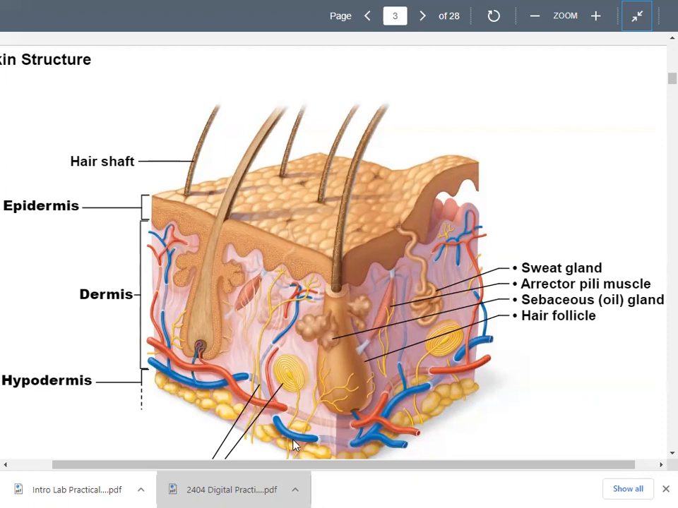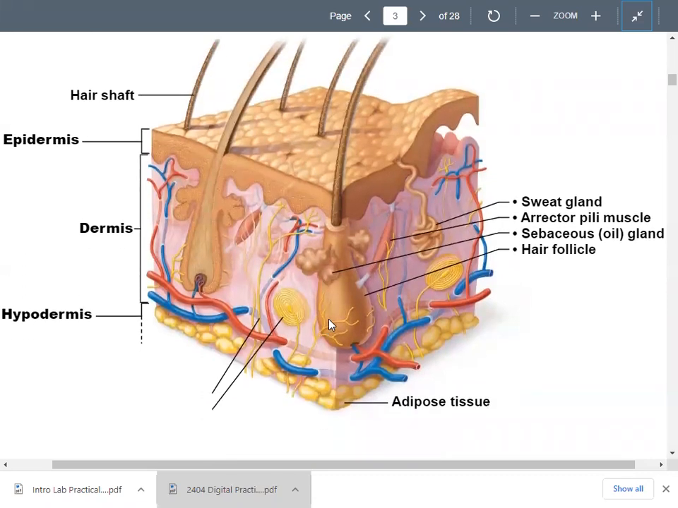You've got some blood vessels and a lot of adipose tissue. Okay. All right, so here's your sweat gland. The sweat gland duct goes out to the pore. These glands around the hair follicles are sebaceous glands. It's the arrector pili muscle, helps make the hair stand up. And here's your hair follicle. All right.